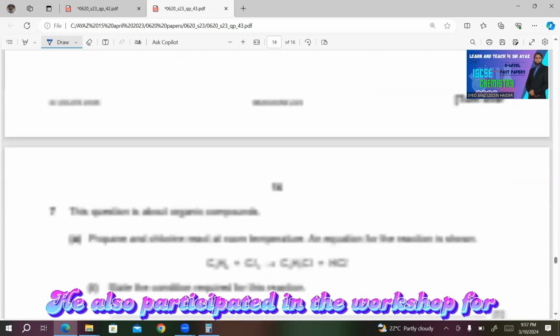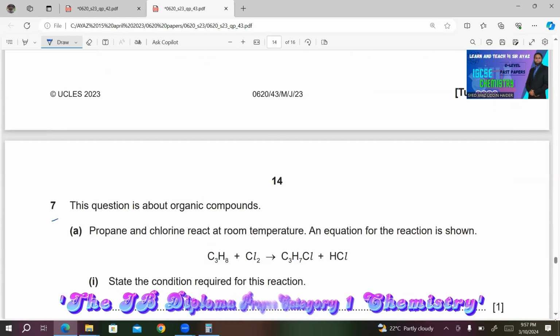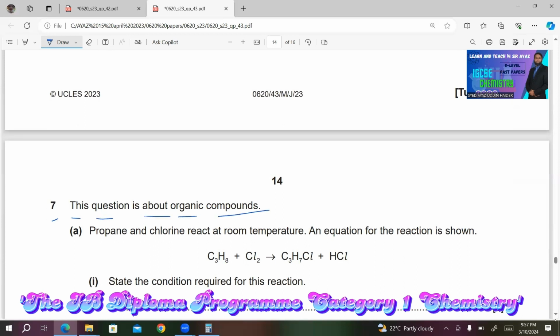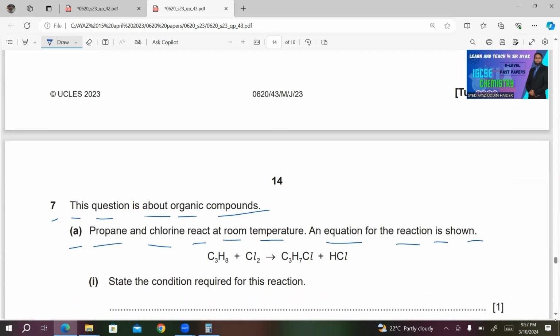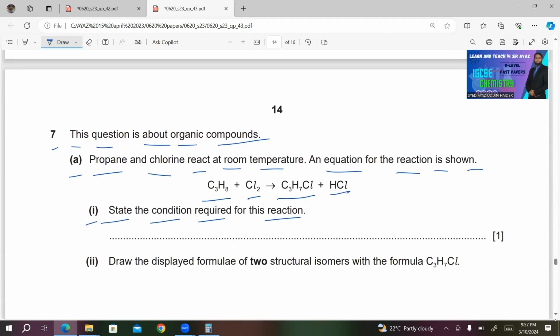Moving to next part. Question number 7. This question is about organic compounds. A. Propane and chlorine react at room temperature. An equation for the reaction is shown. This is the reaction. C3H8 plus Cl2 gives C3H7Cl plus HCl. Number 1. State the condition required for this reaction. It needs ultraviolet light to take place.